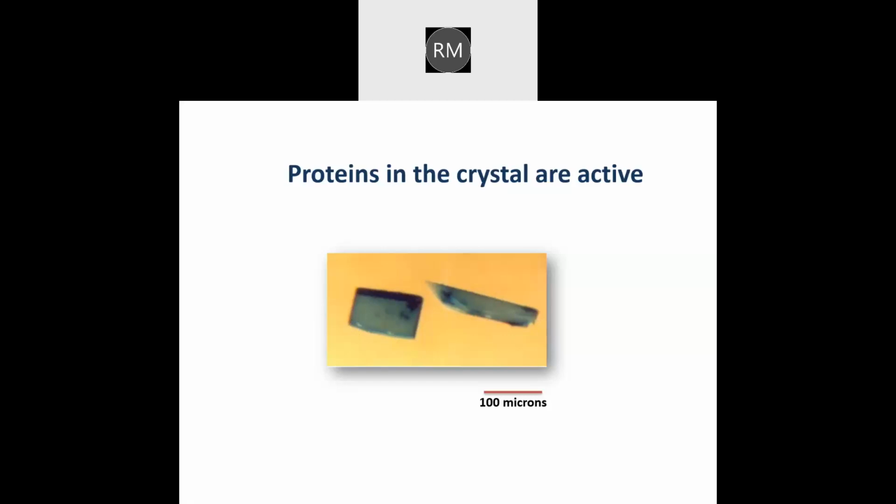So though it is packed in the crystal lattice, it is still the active protein. So proteins are active in the crystals, and that is why the structures which we get using protein crystallography are active structures. It's not that they are denatured or something like that. It is very much a biological structure.